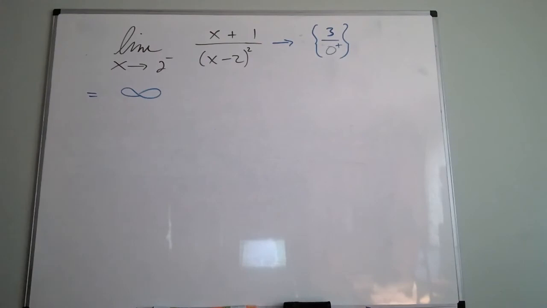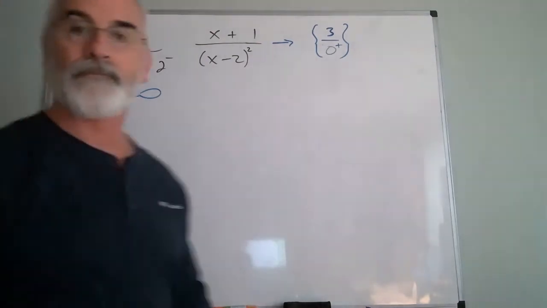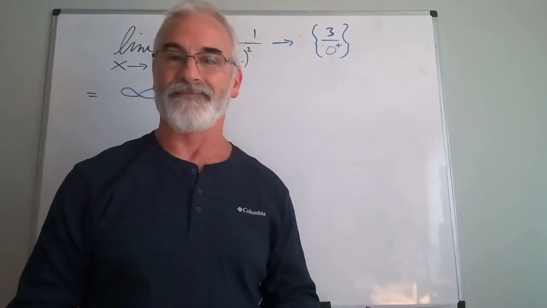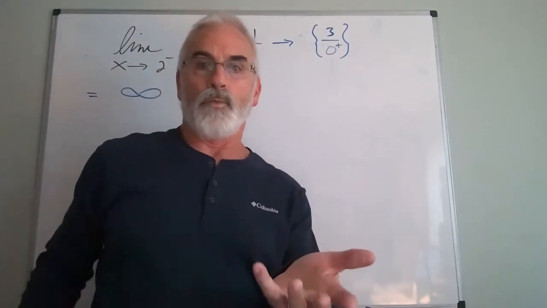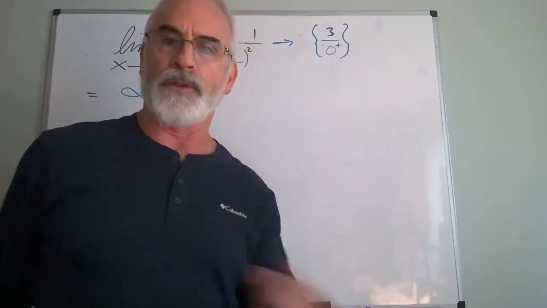Professor, why does the denominator being squared mean that it's being approached from the right? When you square a real number, can you get a negative value?